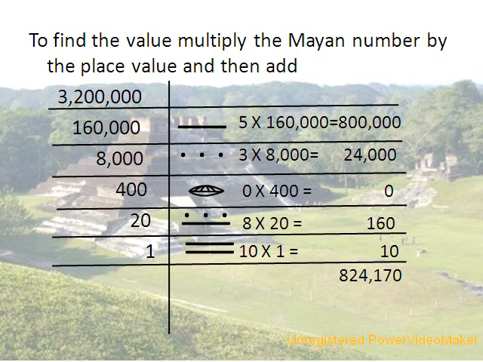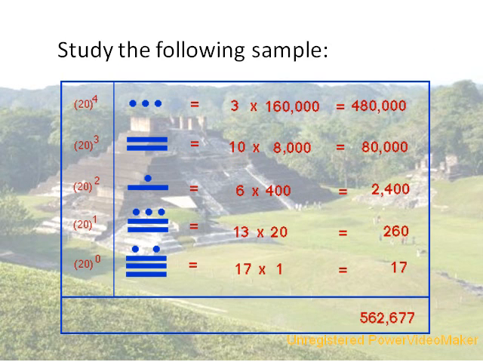On the fourth place value, you have 3 dots. 3 dots times 8,000 equals 24,000. And on the last place value you have a bar, which is 5. 5 you will have to multiply times 160,000, which is equal to 800,000. When you add them up, you have the total of 824,170.